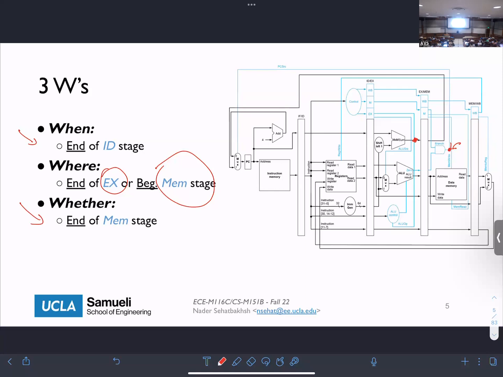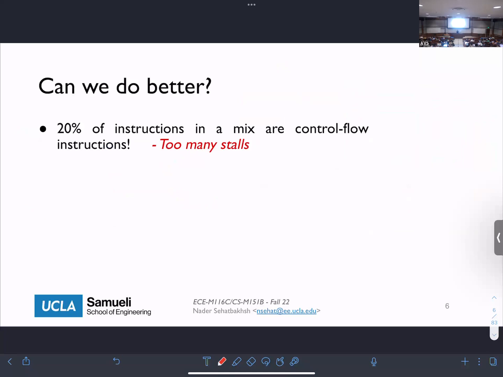And if you combine these 3 things, it means that we need to stall the processor for 3 cycles. With the design that we have, we need to stall the processor for 3 cycles whenever we have a branch. Whether it's taken or not taken, we don't care. We have to stall the processor for 3 cycles when we see a branch instruction.